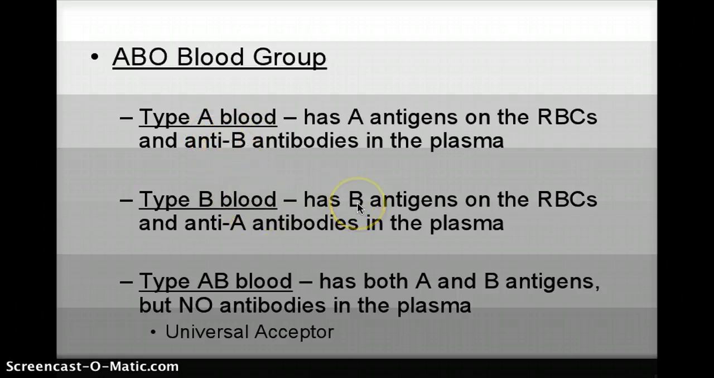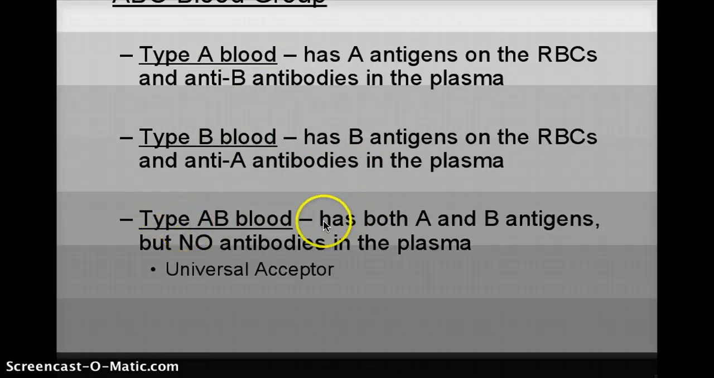If I look at type AB, they have both A and B antigens, but they don't have any antibodies against them. All right, so that tells you that there's nothing that will stick, so they can be the universal acceptor.